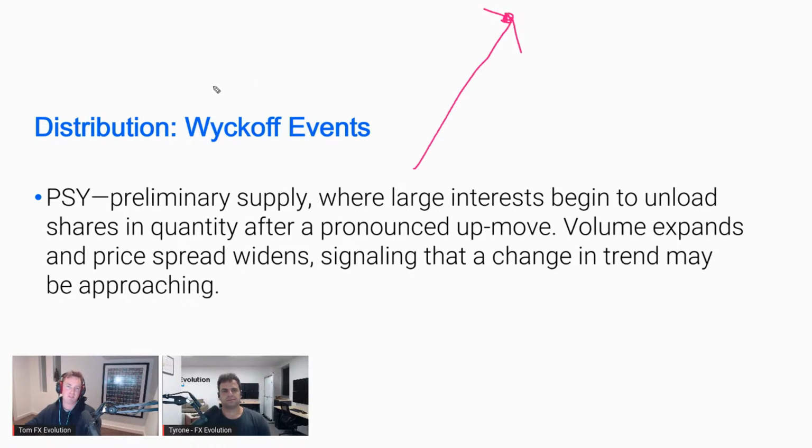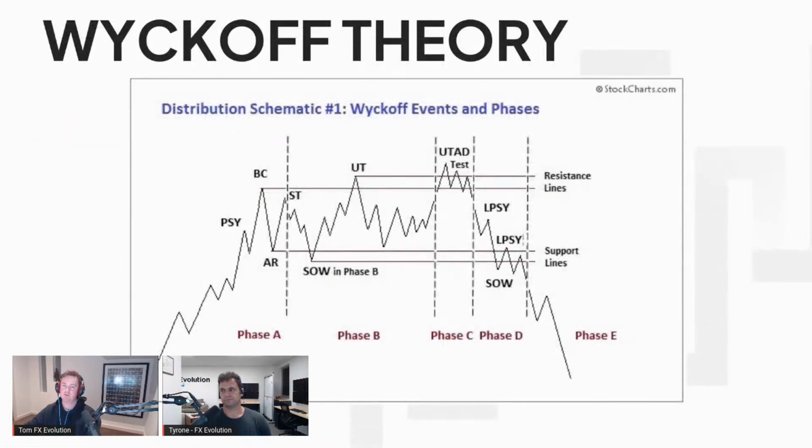Remember, when you manage billions of dollars, if not tens of billions of dollars, you can't just press market like we can. We have an advantage over larger players because we can be nimble, we can be quick, whereas larger players have to sell over time. So generally, we see volume expanding at this stage, and price spread widens, signaling that a change in trend may potentially be approaching. Let's have a look at what this might look like.